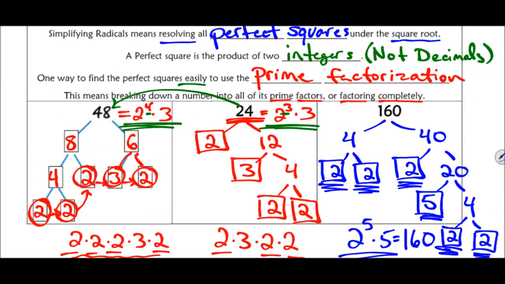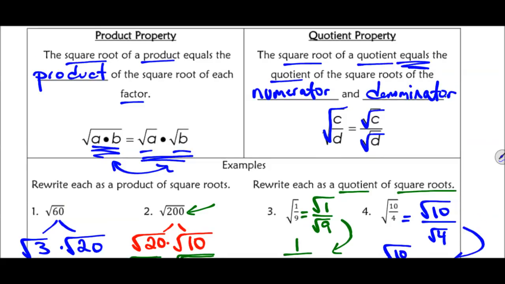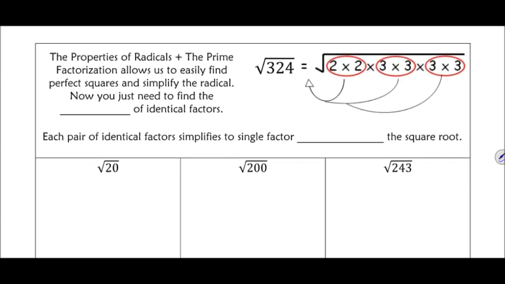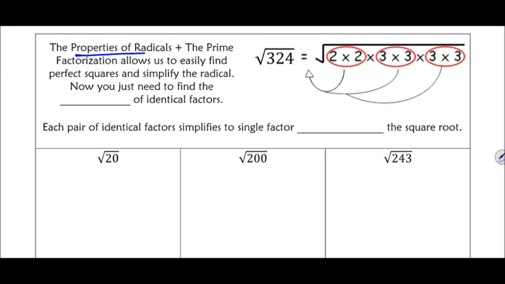We're basically going to take that with these two properties and simplify radicals. That's what we're going to do on this page. So these two properties together, the properties of radicals plus the prime factorization, allow us to easily simplify radicals because we're easily able to identify the pairs of identical factors. When I say pairs of identical factors, I mean a set of the same factor, 2 of the same factor. Here we have 2 2s and 2 3s and 2 3s. Those are pairs of factors that make it really easy to simplify any radical.